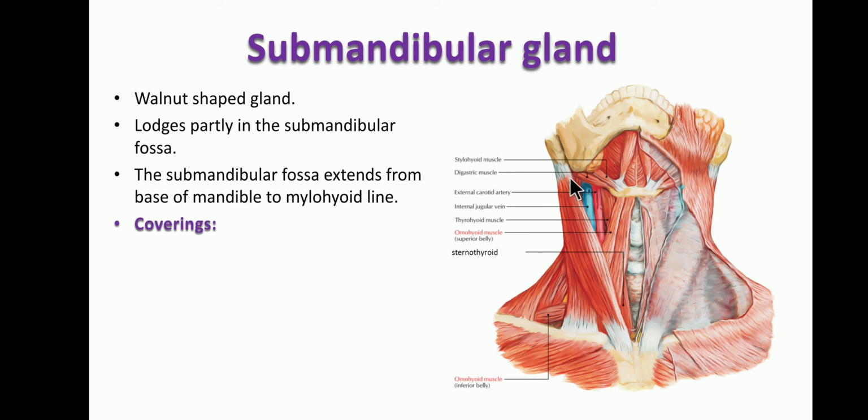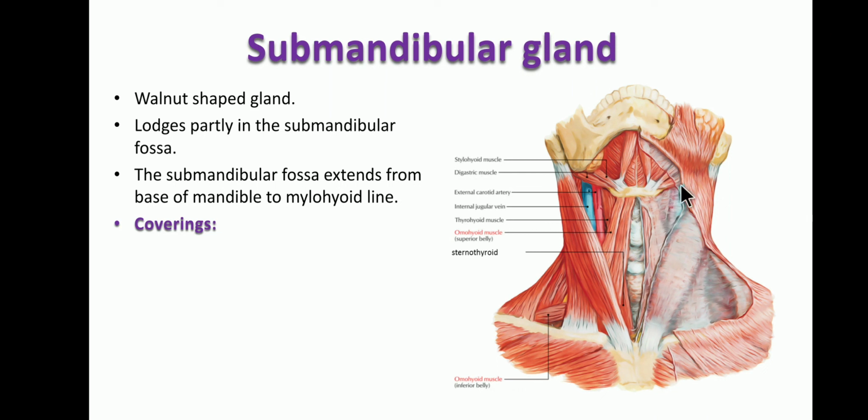So the true capsule is mainly the fibrous condensation of the gland. The false capsule is the investing layer of deep cervical fascia. The investing layer is the most superficial layer of the deep cervical fascia. It is immediately seen below the platysma muscle.